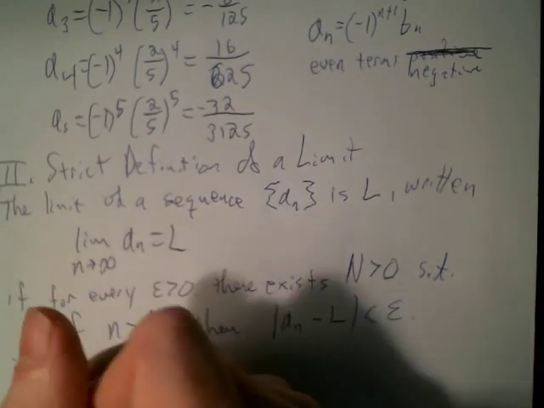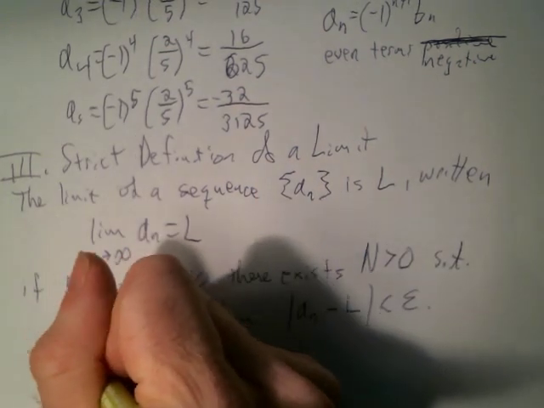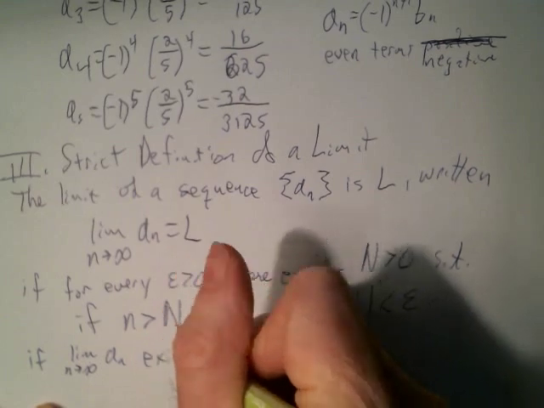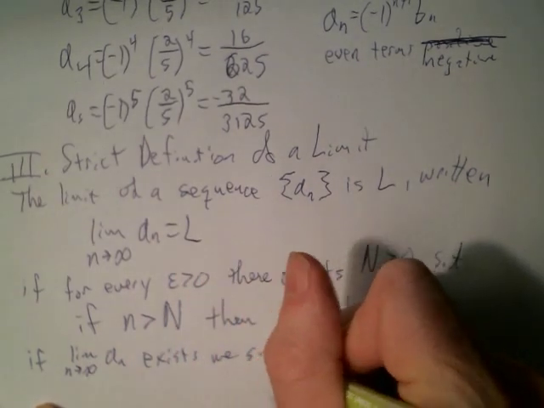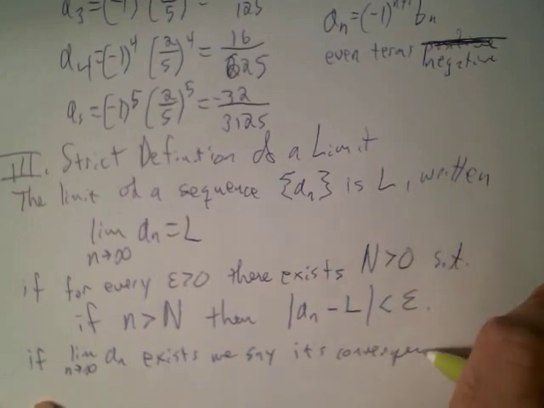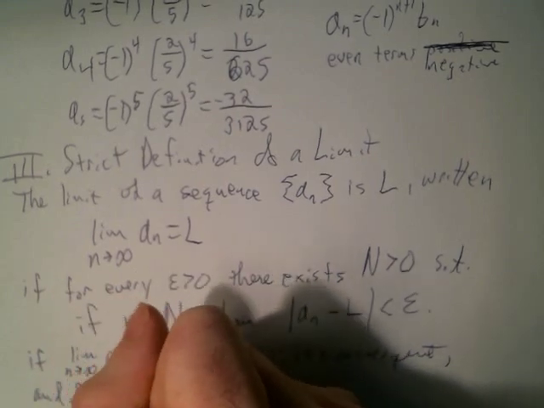If this limit exists, we say it's convergent. If not, we say it's divergent. So if the limit as n goes to infinity of a sub n exists, we say it's convergent. And if not, we say it's divergent.